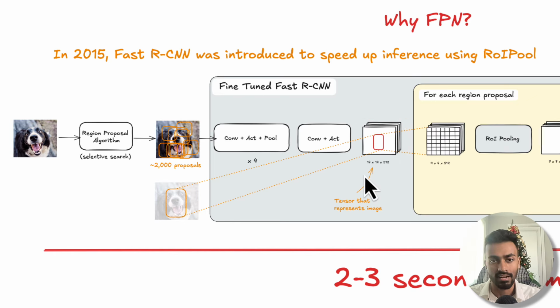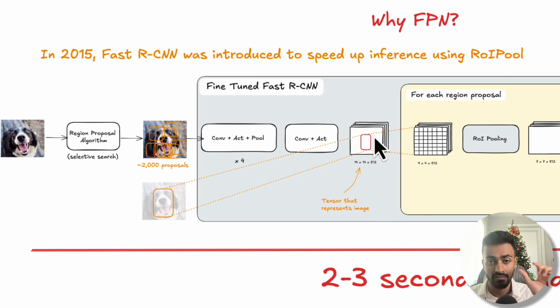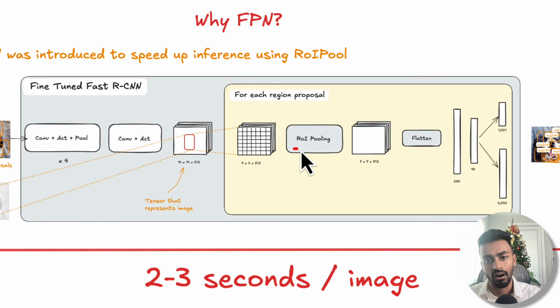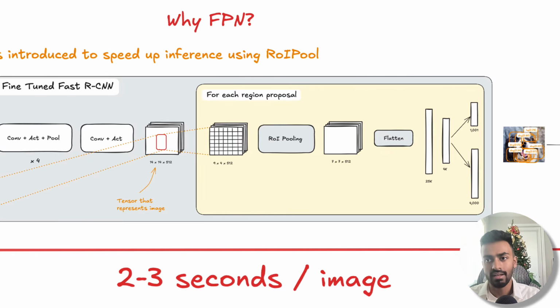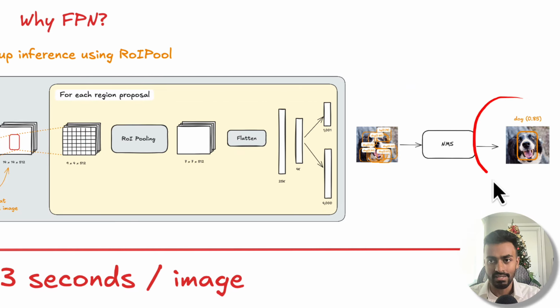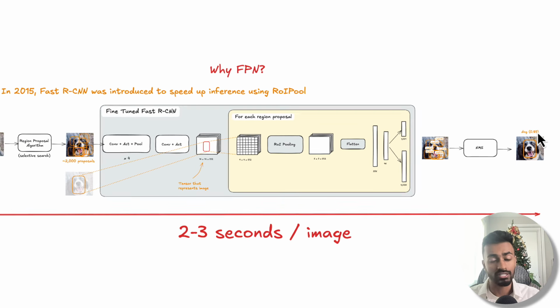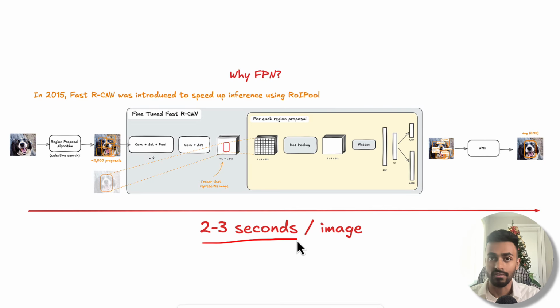And it's going to be, let's say, a 14 cross 14 cross 512 tensor. And then we would just take subtensors within this that represent each region proposal. We would use something called ROI pooling to transform that variable size tensor representing a region proposal to a fixed size tensor, like 7 cross 7 cross 512, and then eventually get the object localizations and classifications. This was much faster at 2 to 3 seconds for inference per image on a GPU.